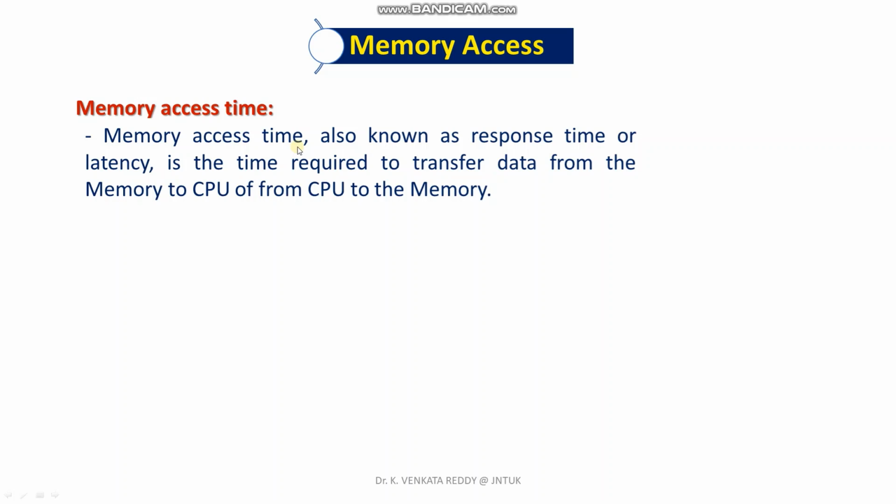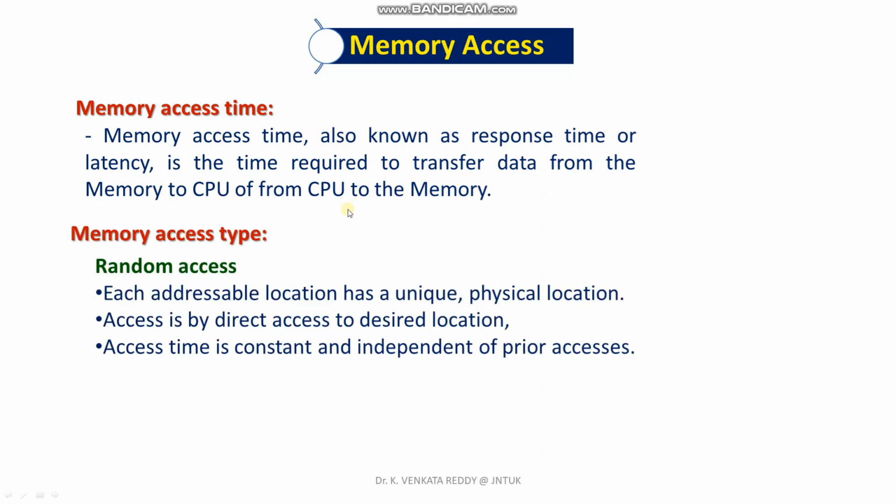Memory access time is the time required by the memory to store the information into the memory or to give the information back to the processor. If the memory access time is very less, speed of operation is more and performance is more.